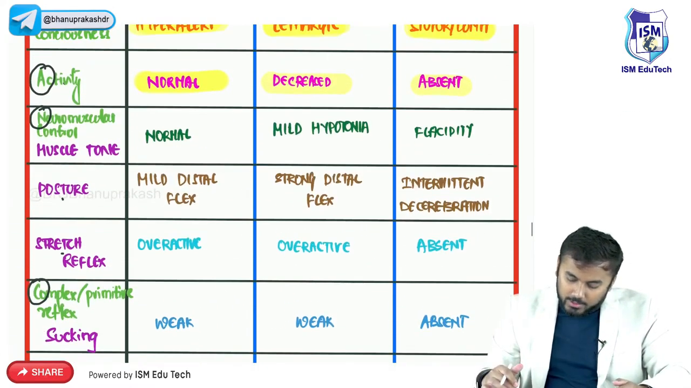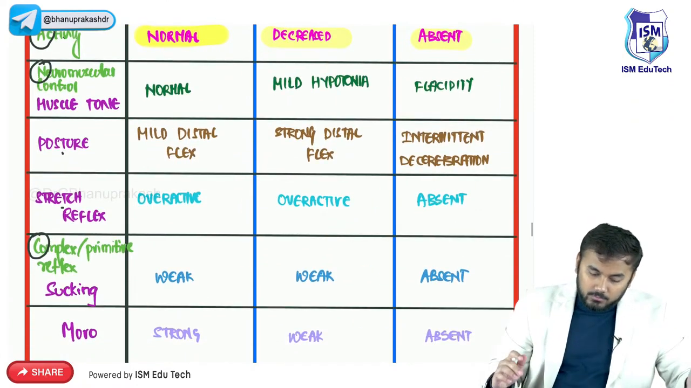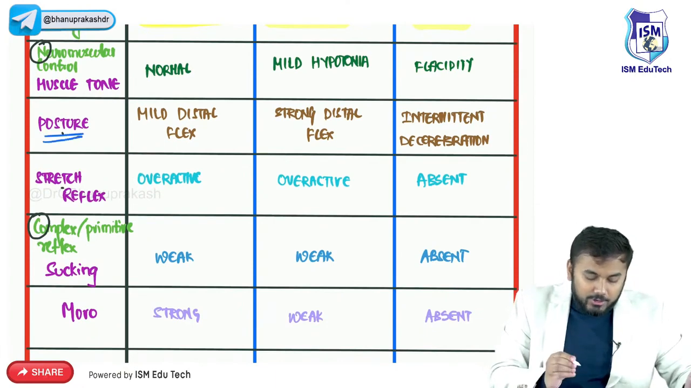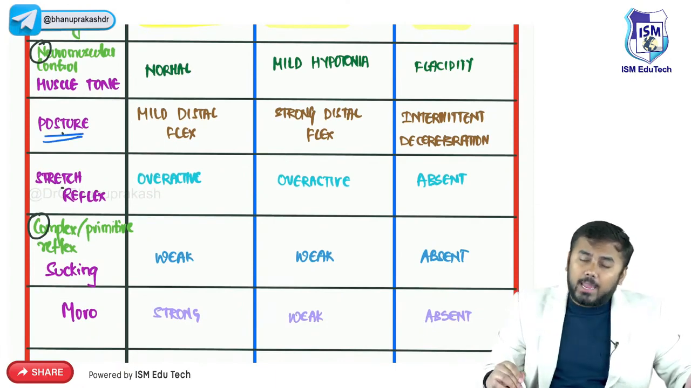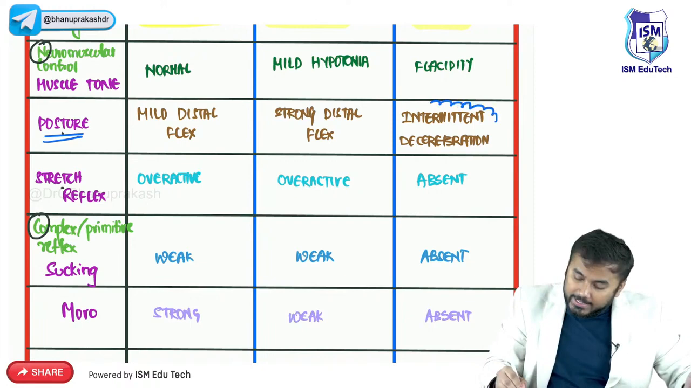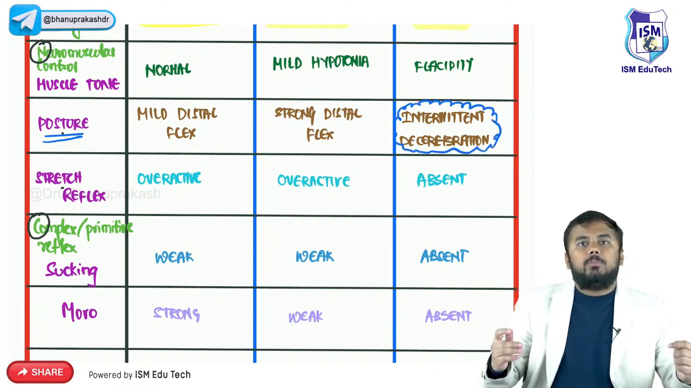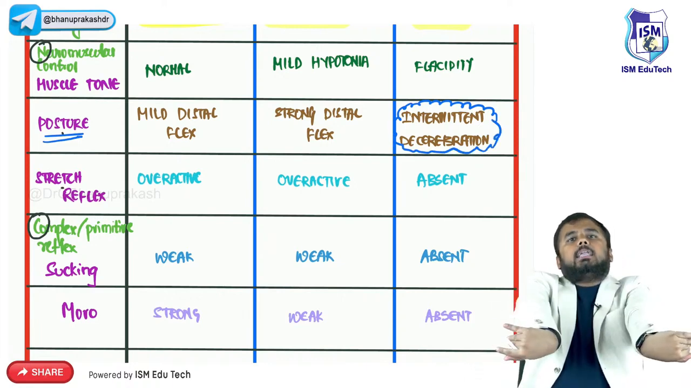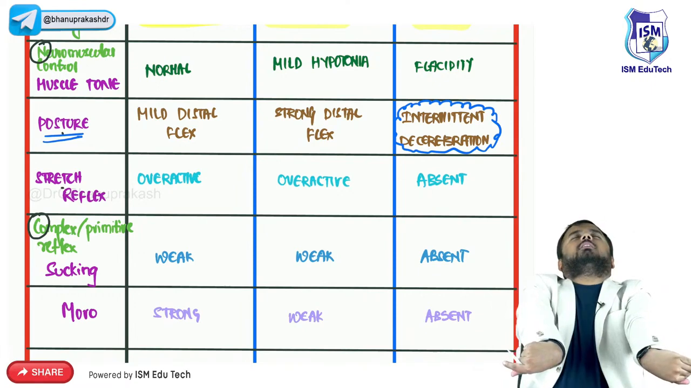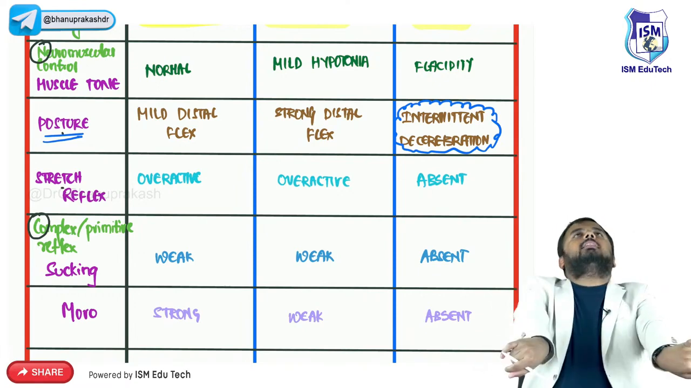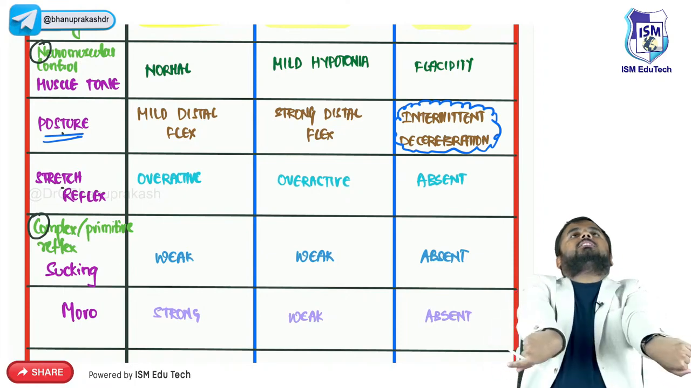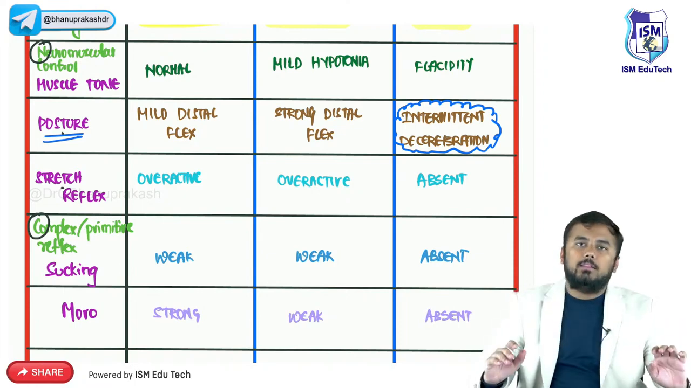By the way, one important thing I'm going to tell you here is that if you see in this patient, regarding the posture, in severe hypoxia, the posture is intermittent decerebration. Okay? Intermittent decerebration means both hands and legs turn like this. Suddenly they turn like this, and suddenly they become normal. Again, suddenly they turn back, and again they become normal. They are flexed like this, and again they become normal.